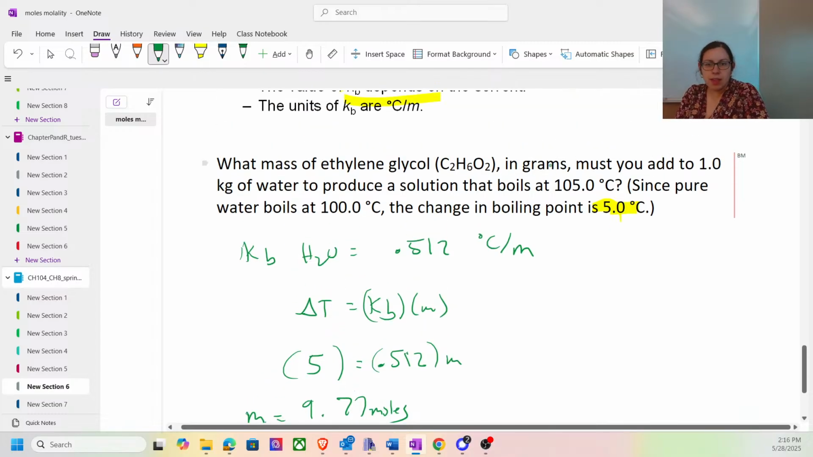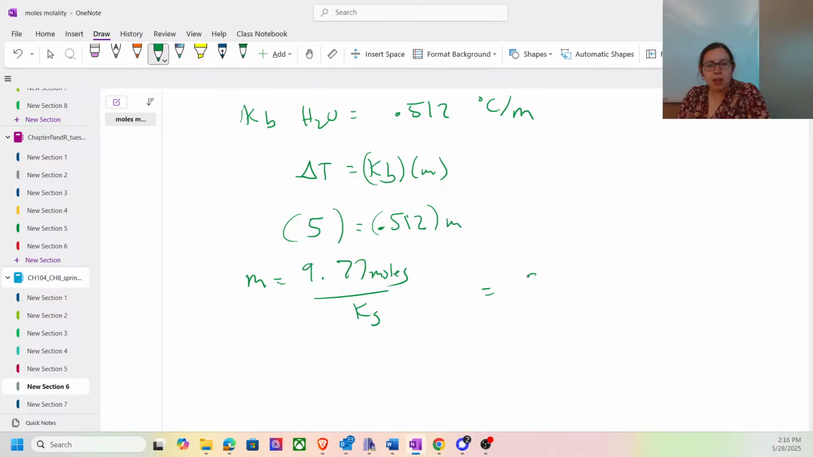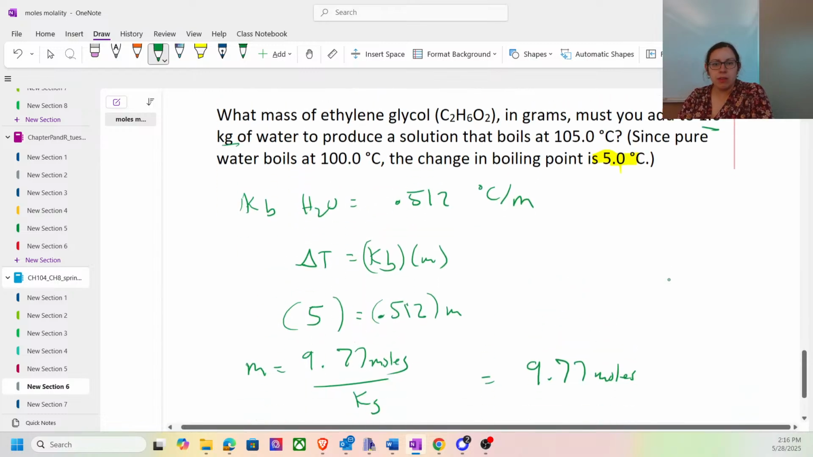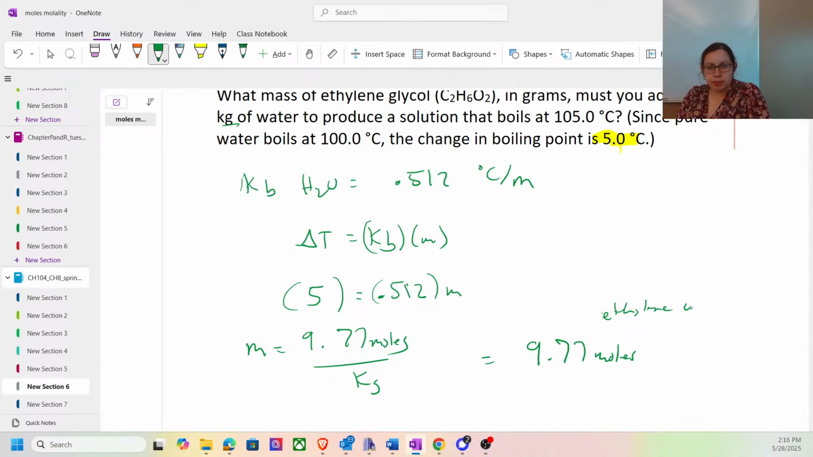And okay, they're asking, what's the mass in grams you must add to 1 kilogram of water? Well, this is nice, we're already set up in our ratio. So I can say I need about 9.77 moles of ethylene glycol. If it wasn't 1 kilogram, we could have set up a proportion, and that probably would have been the easiest approach. But again, it was a nice easy proportion. So now we have 9.77 moles.